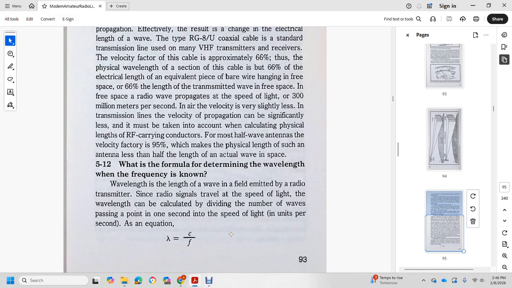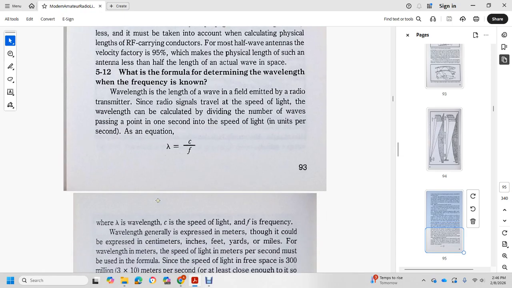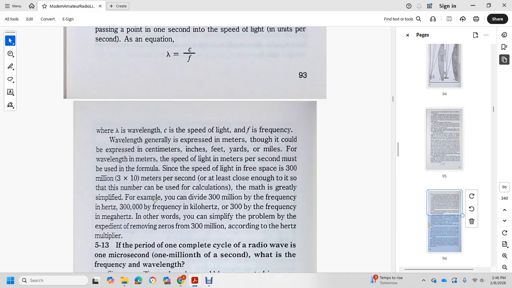The formula for determining wavelength from frequency is known. The wavelength is the length of the wave field emitted by the radio transmitter. Since the radio signal travels at the speed of light, the wavelength is calculated by dividing the speed of light in units per second by the number of waves passing in 1 second. As an equation, wavelength is equal to the speed of light over the frequency. Wavelength is generally expressed in meters, but it can be expressed in centimeters, inches, feet, yards, or miles.